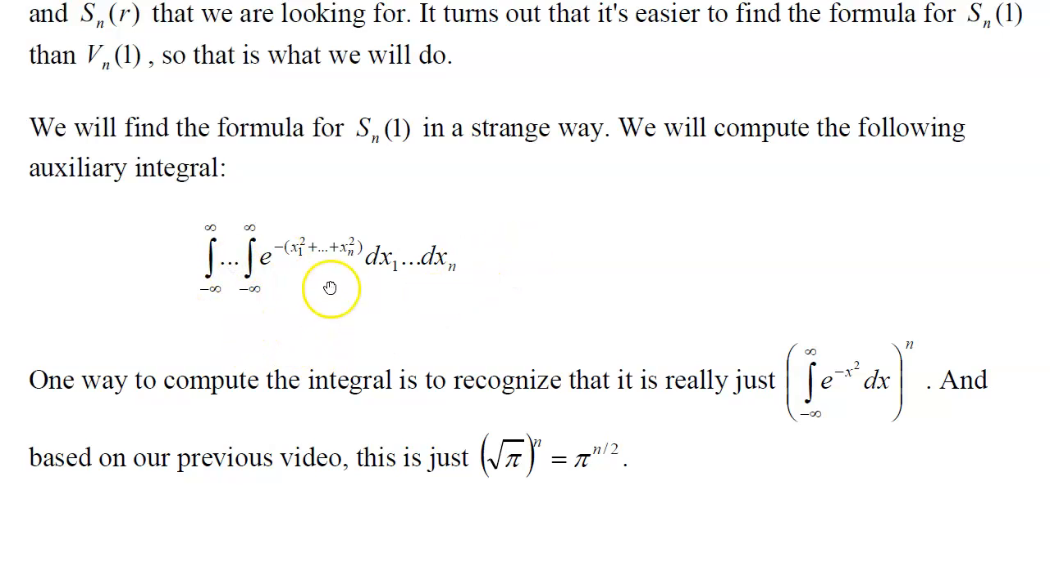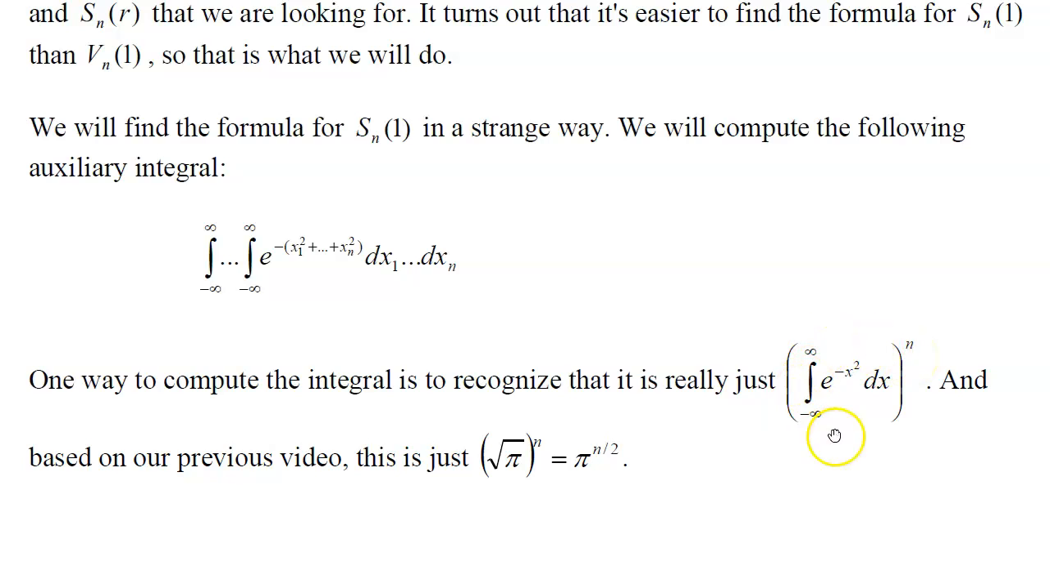Well, one way to do it is essentially to just break it up. We can recognize this function is really just e to the negative x1 squared times e to the negative x2 squared times, and so on, and finally times e to the negative xn squared. Then we can split this integral into a product of n integrals, and all those n integrals are ultimately the same. In fact, they all have this form: the integral from negative infinity to infinity of e to the negative x squared dx. So we really just have this integral raised to the nth power.